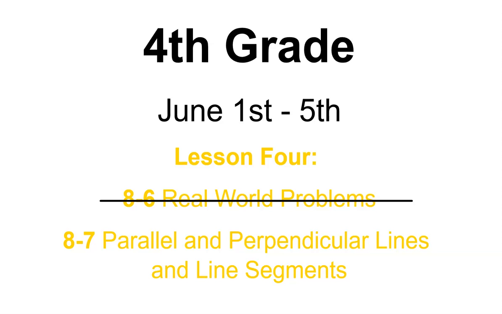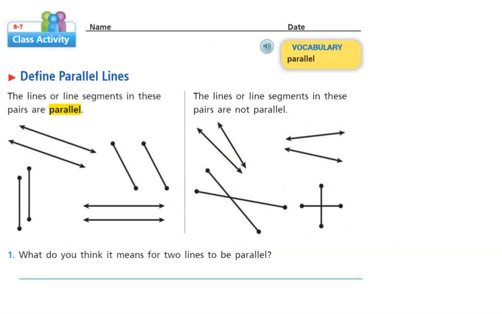All right, guys, so we are skipping a lot this week. We skipped 8-3 earlier, and now I'm going to have you skip 8-6. Biggest reason is just because it does a lot of the lessons, or the parts of our lessons, that I skipped, and so it's not a good use of our time. Instead, we're going to move on to 8-7, which is parallel and perpendicular lines and line segments, which is a mouthful. So let's go ahead and see what that's all about.